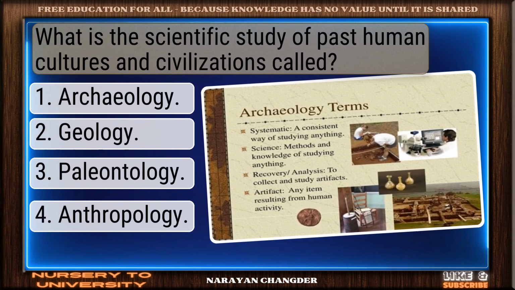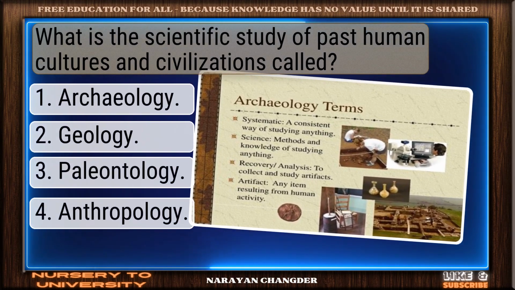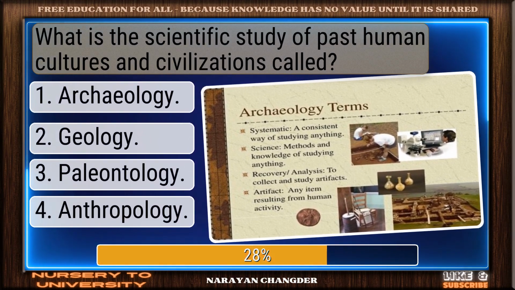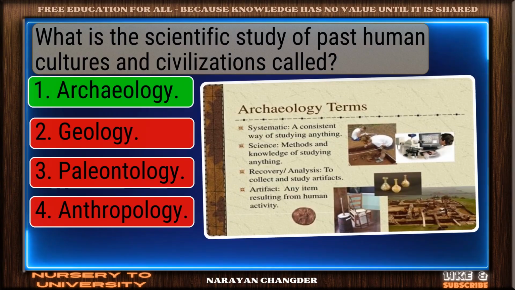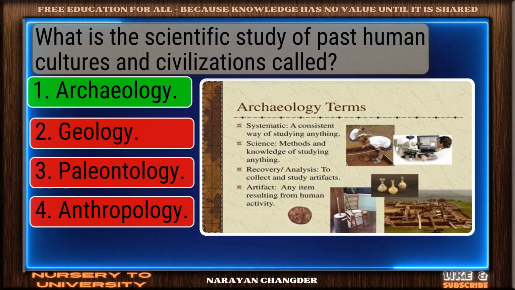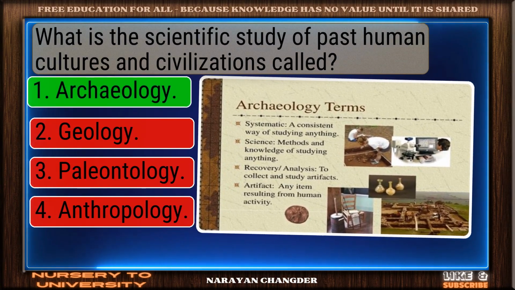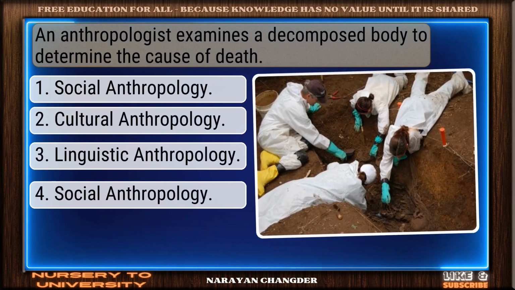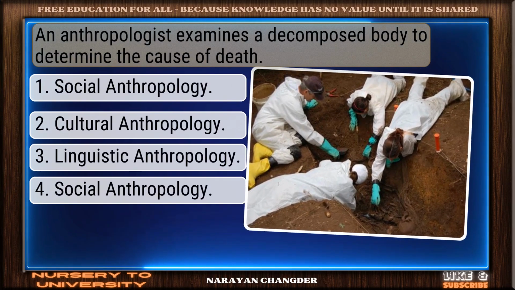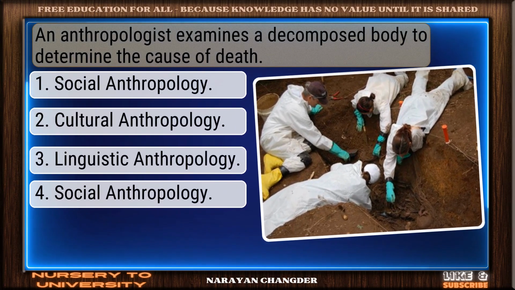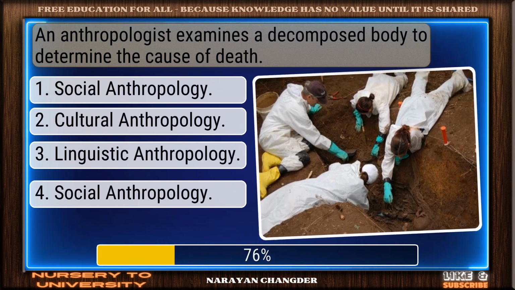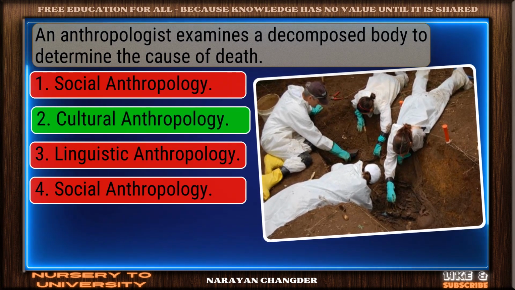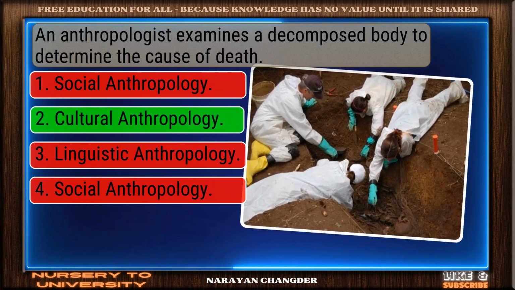What is the scientific study of past human cultures and civilizations called? Nice work. You chose archaeology and it is correct. An anthropologist examines a decomposed body to determine the cause of death. Excellent choice. Cultural anthropology is the right answer.